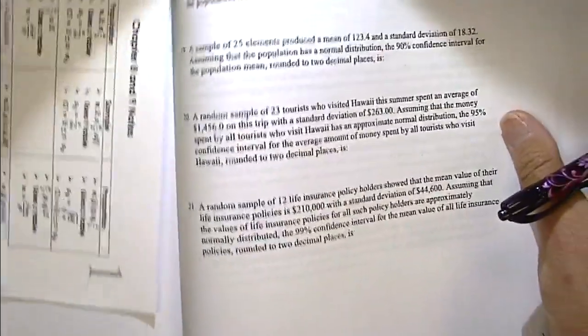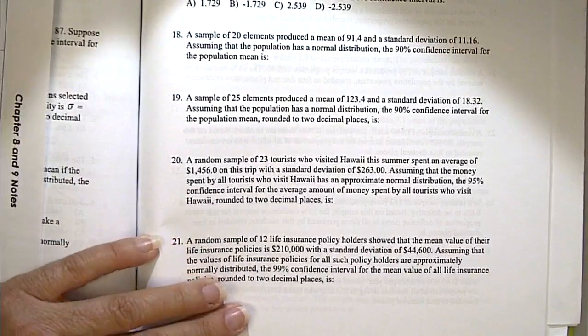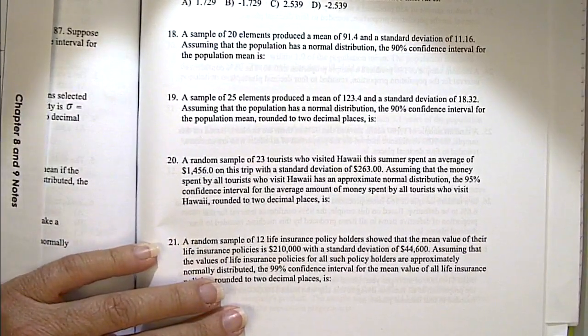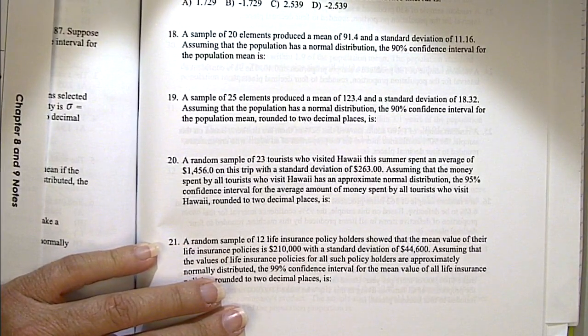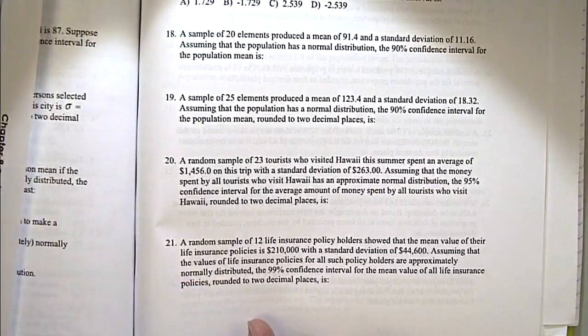Number 20. A random sample of 23 tourists who visited Hawaii this summer spent an average of 1456 with a standard deviation of 263. We're talking about samples, so it's the sample standard deviation. It has a normal distribution of amounts spent by all tourists, and they want a 95% confidence interval for the amount spent by all tourists, rounded to 2 decimal places. Same exact thing we just did.